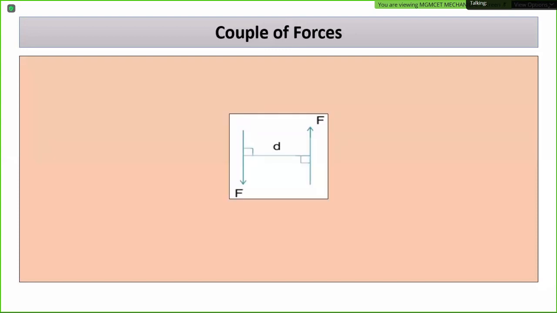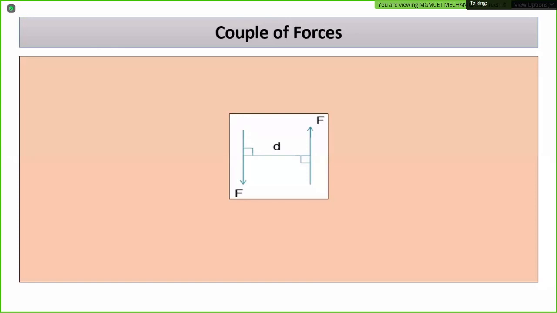Next concept we have discussed is the couple of forces. Can anyone remember what is meant by the couple? Two equal and opposite forces which produce a turning effect in a body or rotate a body. Yes. There are two forces, but they are parallel forces. So from this diagram it is clear. Two unlike parallel forces of the same magnitude acting on a body tend to rotate the body, and this is called a couple.